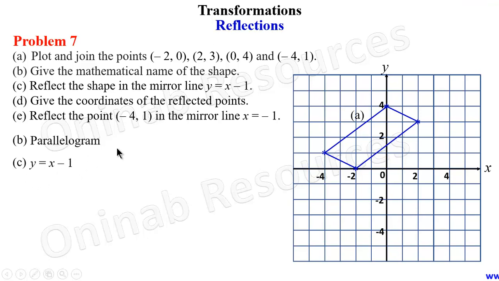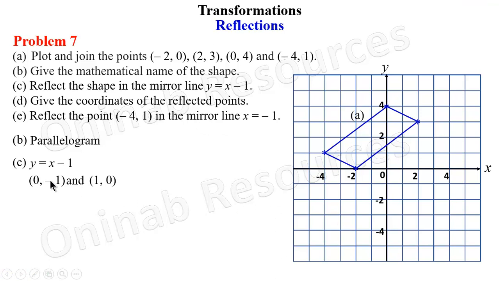Here we make x equal to 0, y will be negative 1. If we make y equal to 0, x will be 1. So the 2 points now are 0, negative 1, when x is 0, y is negative 1, and 1, 0, because when y is 0, x is 1. So we plot the 2 points and join to get the mirror line.